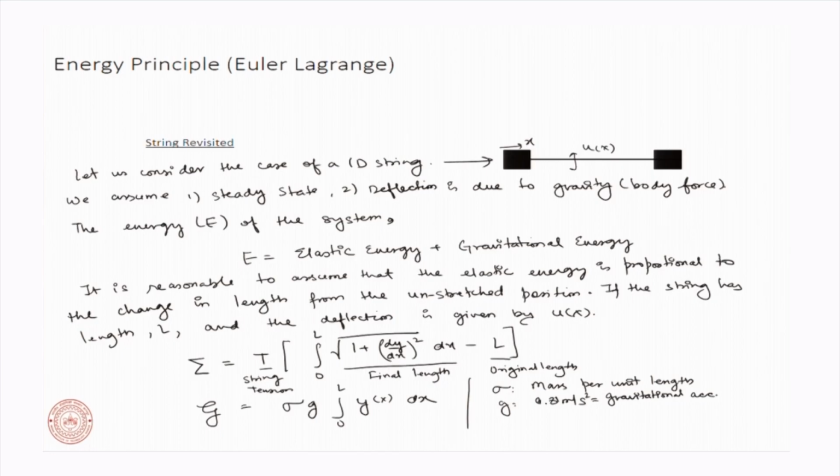Okay. So, sigma into g, that is mass per unit length, into, instead of y I should be using u, let me change it to u. Okay. So, u is our displacement, not the y. Okay. So, these two energies are our net, and therefore, our total energy.